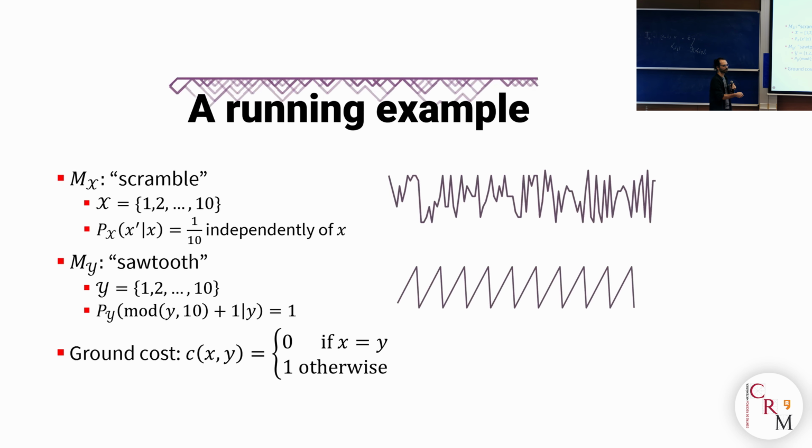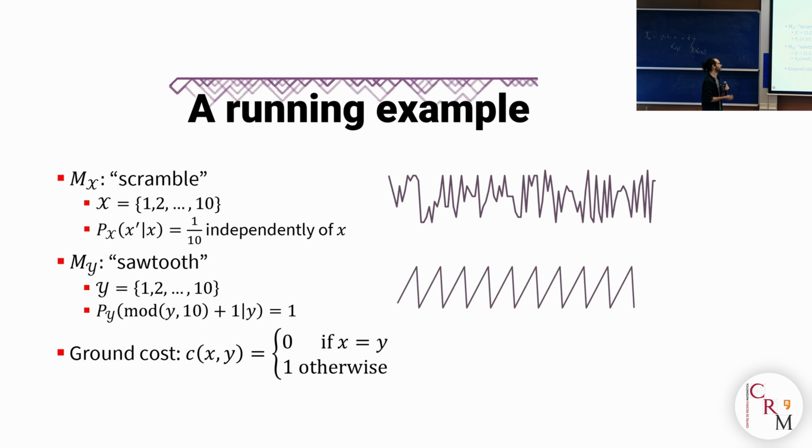So obviously these two processes are different, right? And any good distance metric that I define over these stochastic processes should be able to differentiate them. And if I'm comparing one process with itself, then it should result in a zero. And the ground cost that one can consider here is just this Hamming distance between the states.